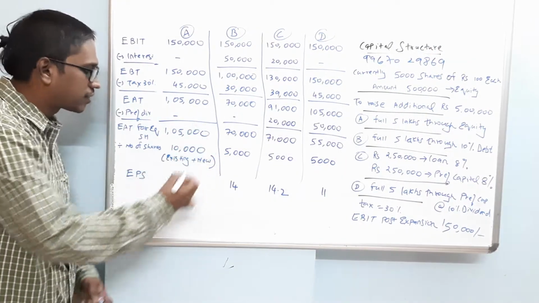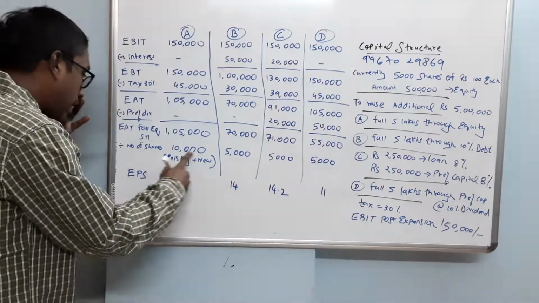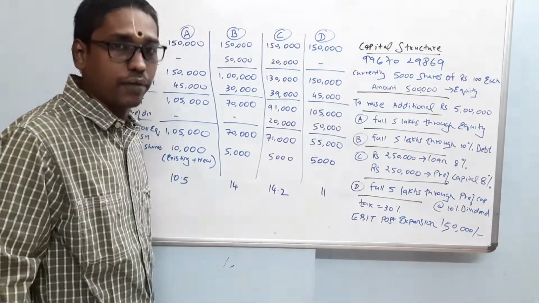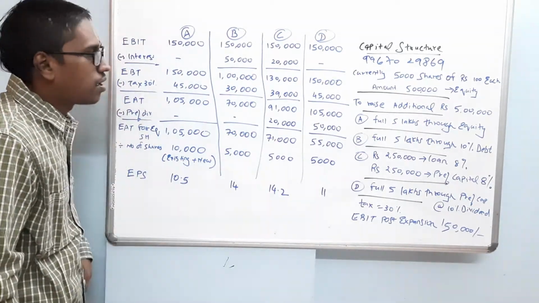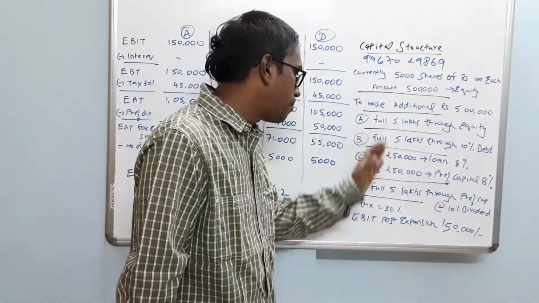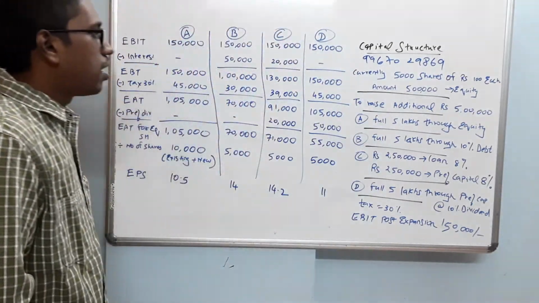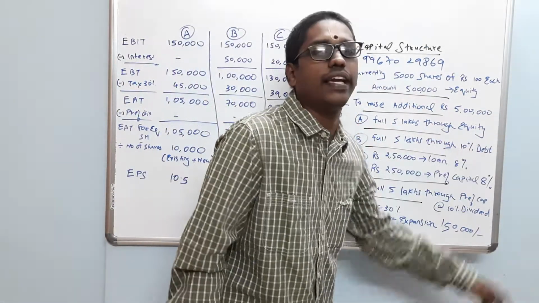So this earnings which is left for the equity shareholders, we will divide with the number of shares to find earnings per share, EPS. First, let us look at the income statement and apply it for each of A, B, C and D. Option A is wherein we raise the entire 5 lakh through equity.